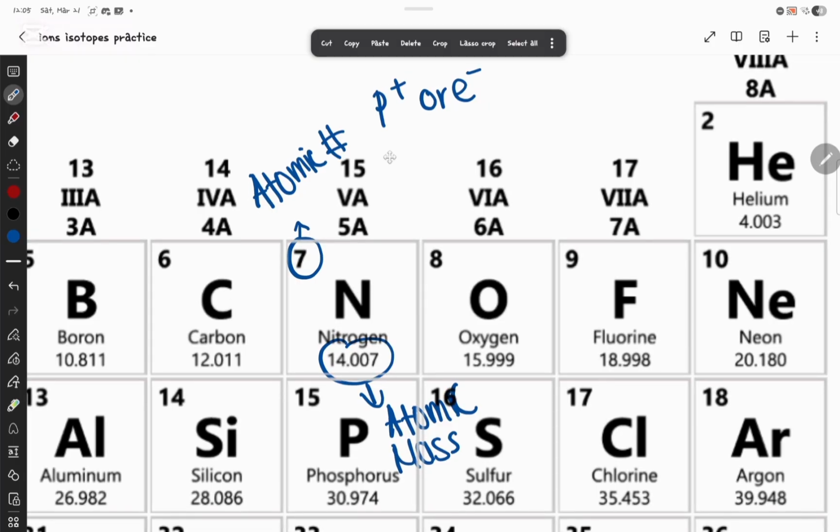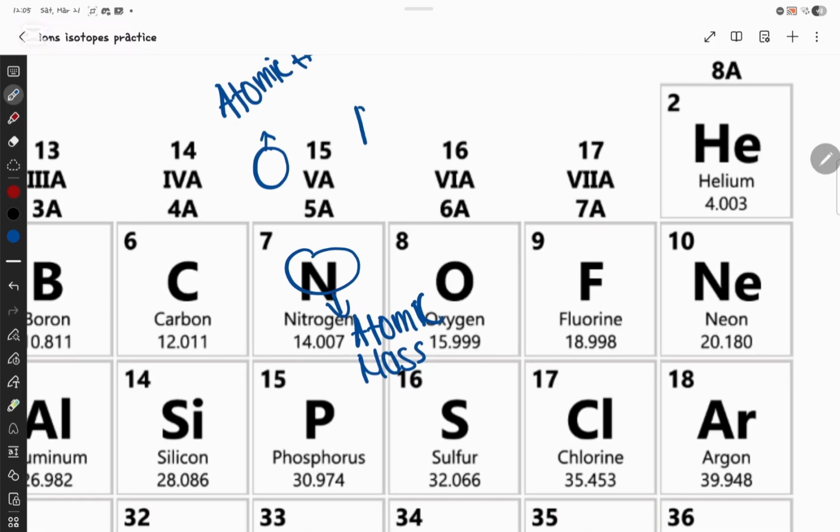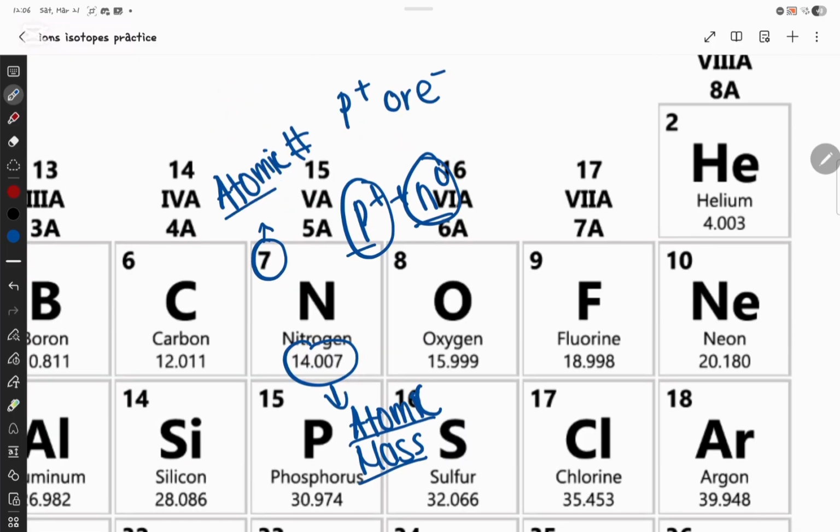Atomic mass is the number of protons plus neutrons, because both protons and neutrons carry a mass of 1. So the total atomic mass would be protons plus neutrons. And atomic number, again, would be protons or electrons. Both of these have to be the same number.